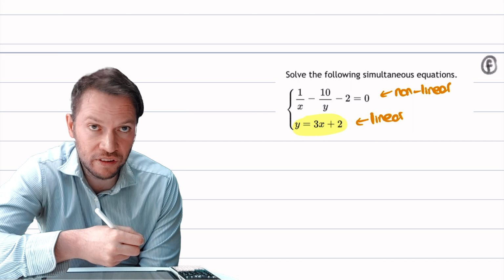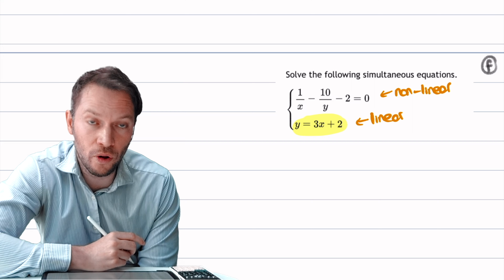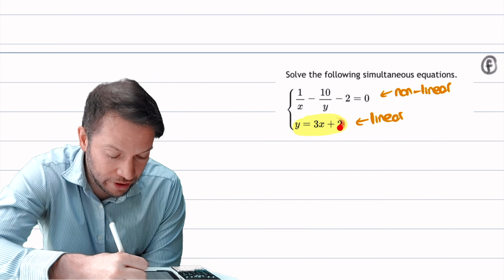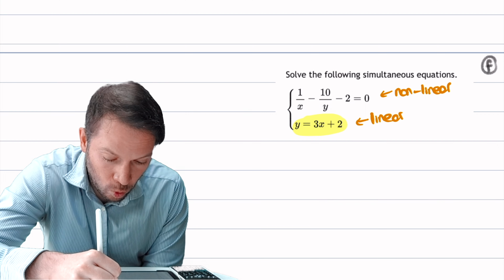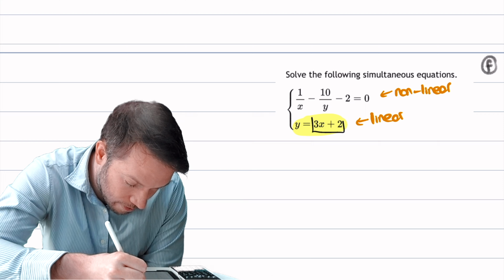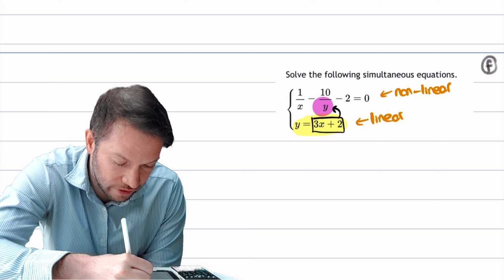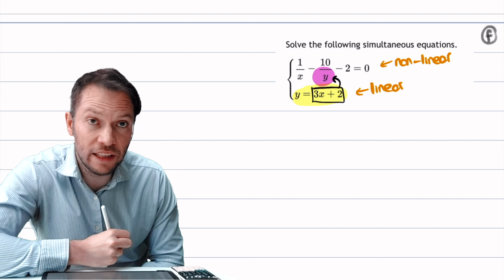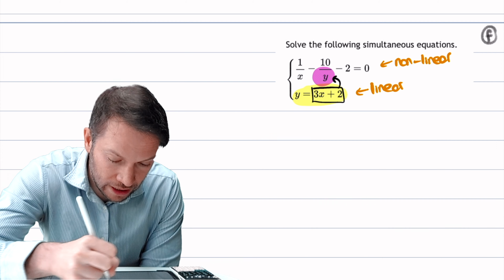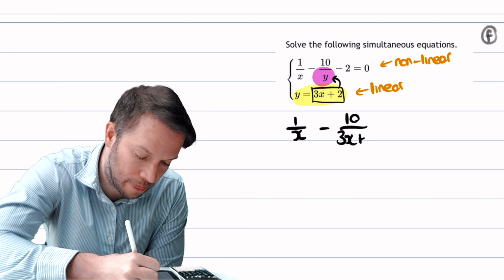Now remember how we solve these kind of simultaneous equations. We substitute the linear equation into the non-linear one. So we substitute this 3x plus 2 into the other equation. So we can see that because y is equal to 3x plus 2, we can substitute that as the y in the other equation. So this y here in the non-linear equation we can replace with 3x plus 2. So let's do that. We're going to rewrite the first equation but with the y replaced with 3x plus 2, which is what I'm doing here.